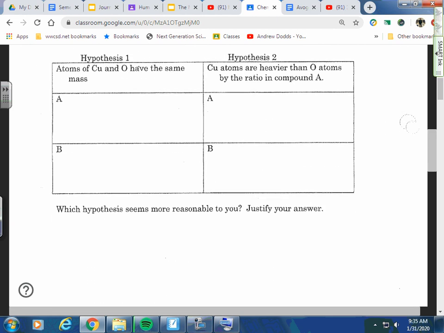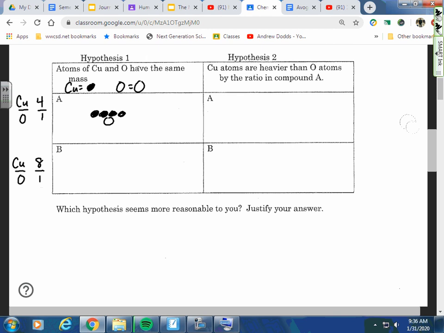Okay, so we said that in A, and this is different, this time it's the ratio of copper to oxygen, right? And so the first one was 4 to 1, and the second one, in terms of copper to oxygen, was 8 to 1. So again, if all atoms have the same mass, then when I draw this, I would just do 4 black dots stuck together, and then I would do 1 white dot.